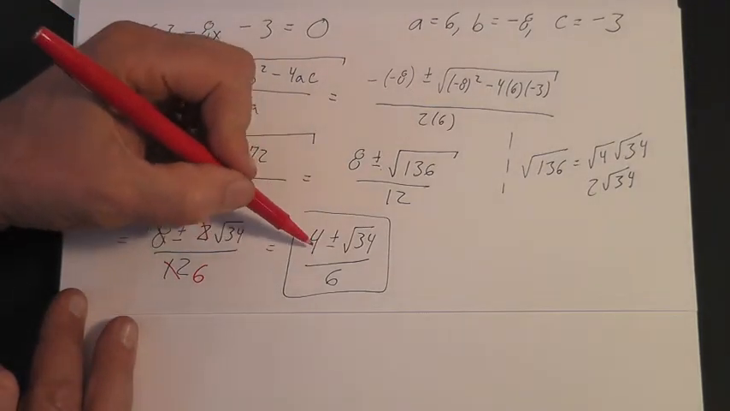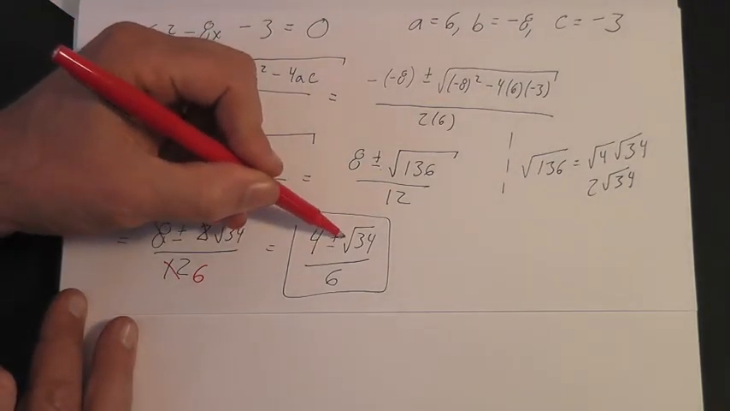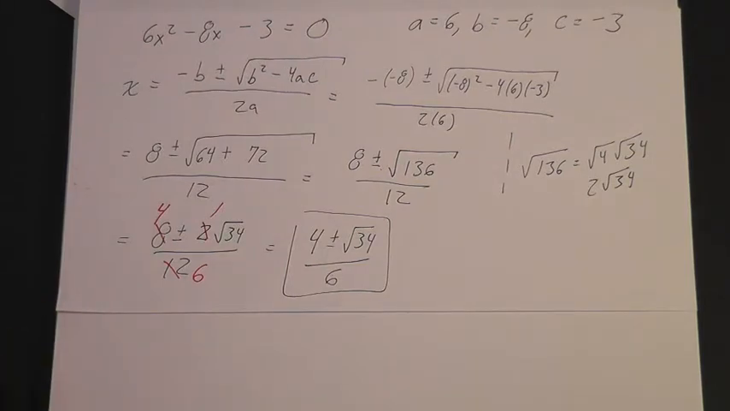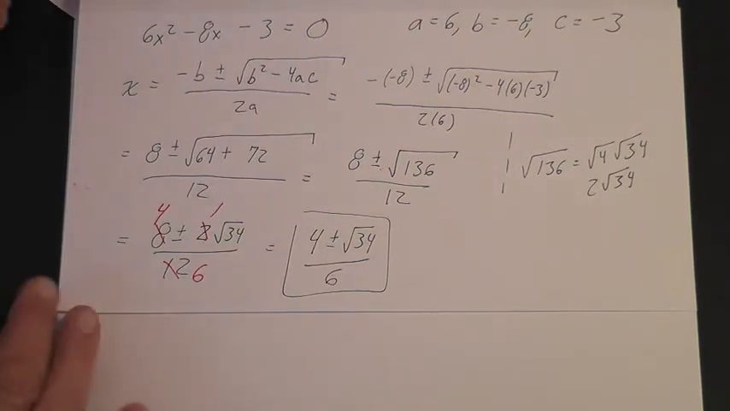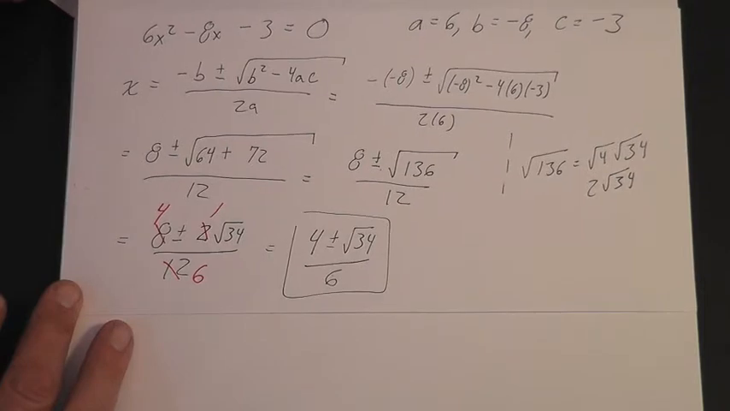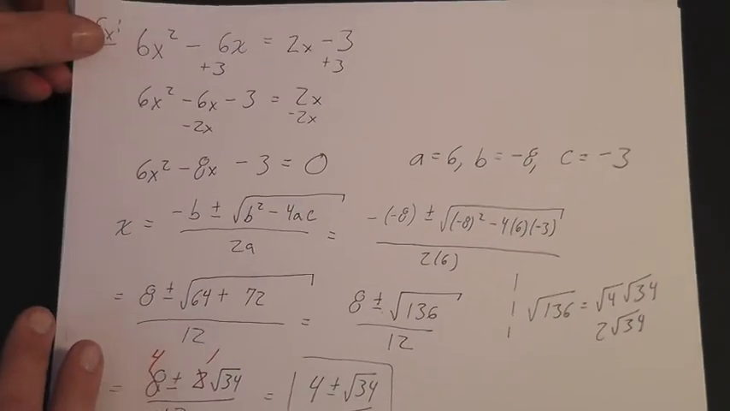And I can't simplify the 4 and the 6 because there's not a number in front of the square root of 34 that can simplify. And that's my answer. The entire problem would look like this.